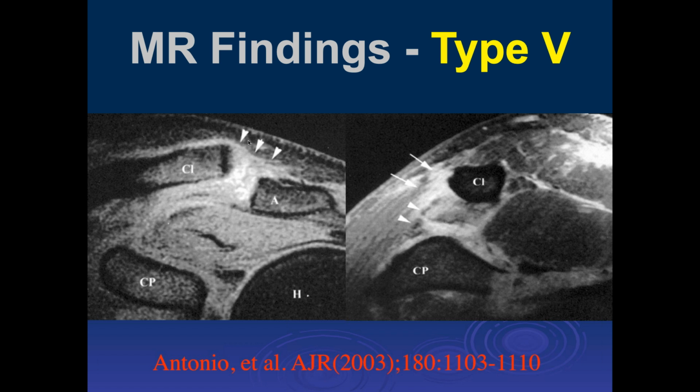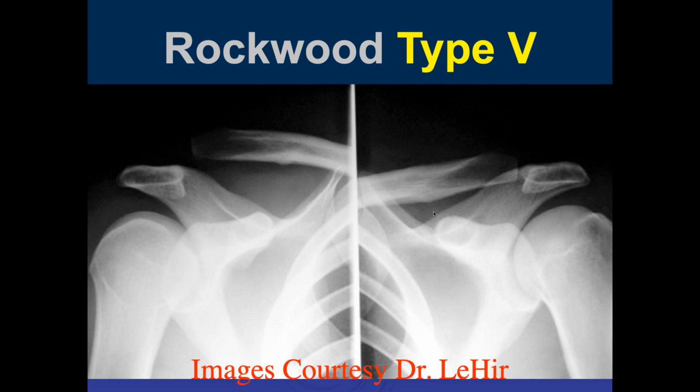You also look to see if you have an injury to the muscle and the retinaculum superiorly here, and sometimes you can actually see a disruption of the muscle and the fibers there. And then here we can see the CC ligaments are torn.